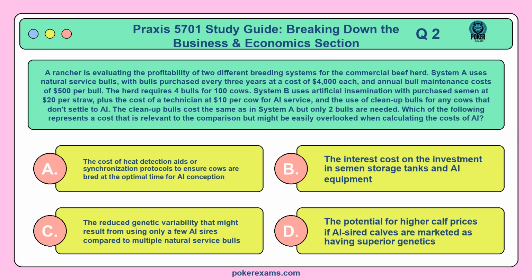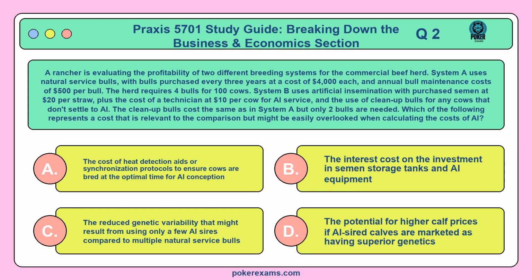Question 2. A rancher is evaluating the profitability of two different breeding systems for the commercial beef herd. System A uses natural service bulls, with bulls purchased every 3 years at a cost of $4,000 each, and annual bull maintenance costs of $500 per bull. The herd requires 4 bulls for 100 cows.